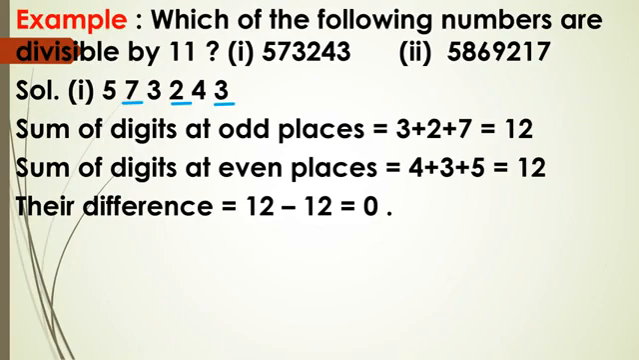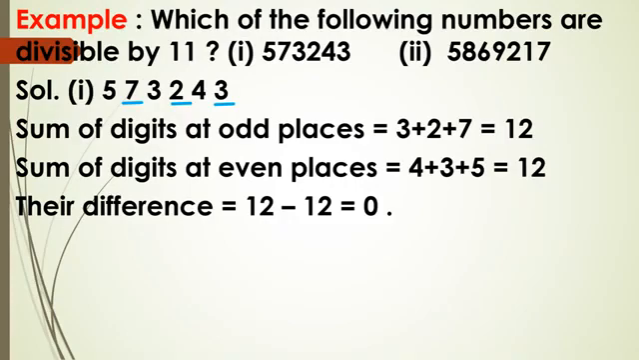So what I have told, if the difference is 0 or it is divisible by 11, then the number is divisible by 11. Now here it is 0. So 5,73,243 is divisible by 11.